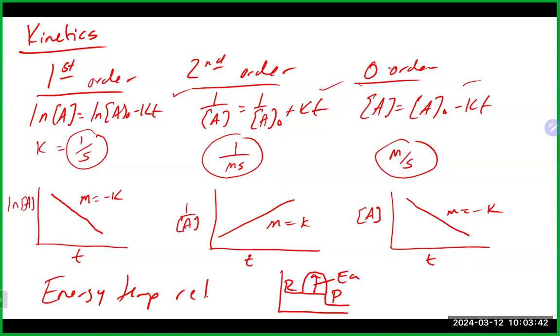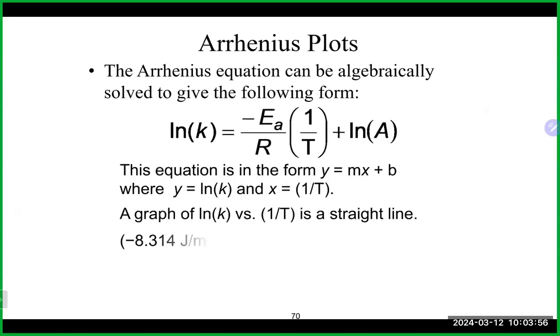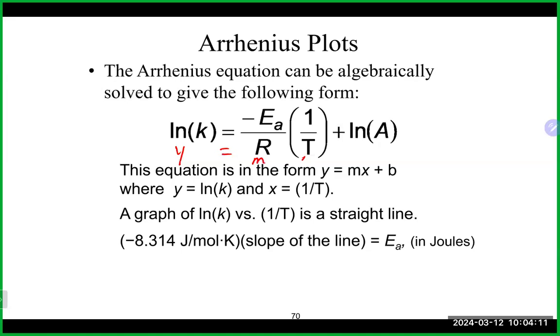And we saw the Arrhenius equation, which relates temperature to the rate constant. We saw this version of it at the end there. This is the graphical version of this equation, the one we typically use to make an Arrhenius plot. It is in the form of a straight line, our y equals mx plus b in this case.